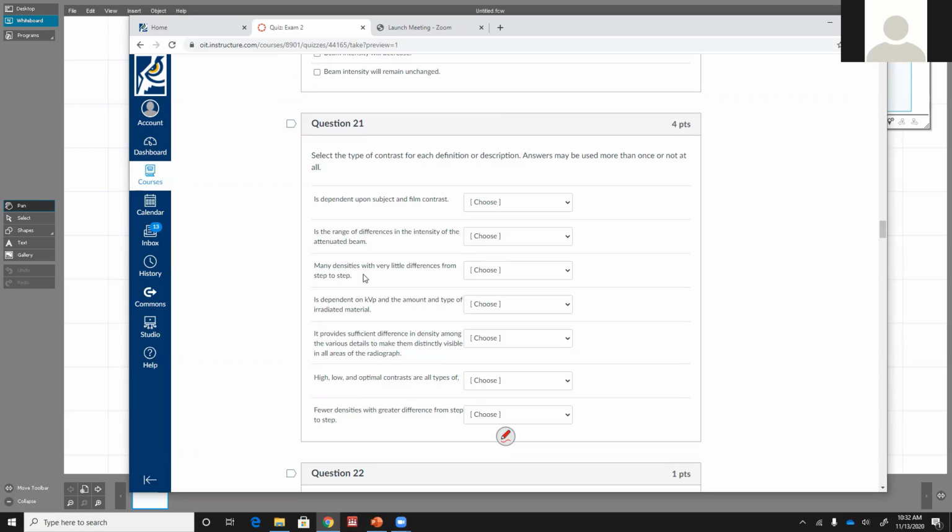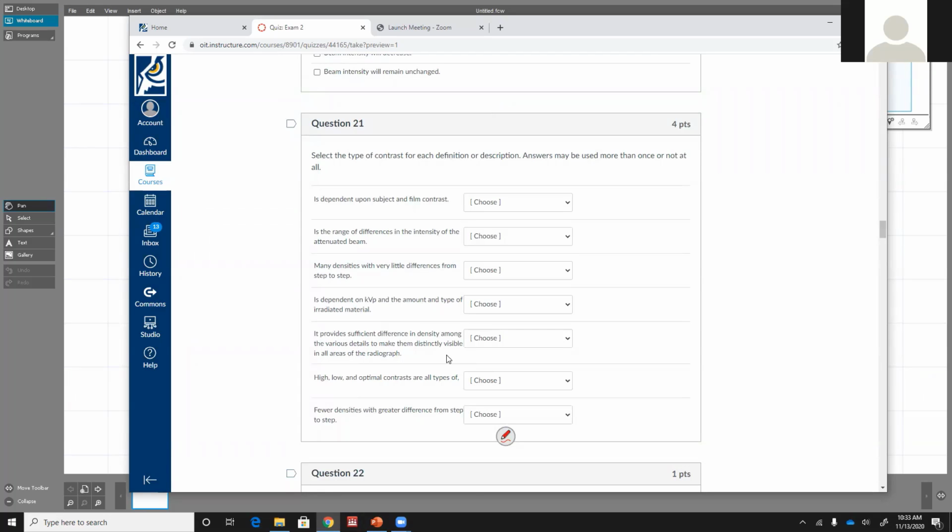Many densities with very little difference from step to step, that would be low contrast, okay? Dependent on KVP and amount and type of irradiated material. That's right out of the notes. That is going to be subject contrast. It provides sufficient difference in density among the various details to make them distinctly visible in all areas of the radiograph.